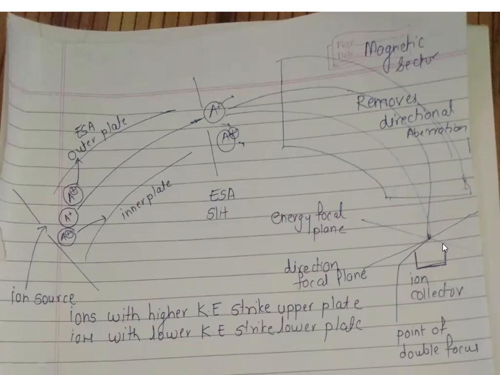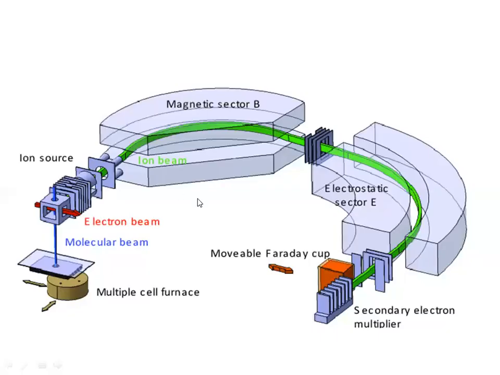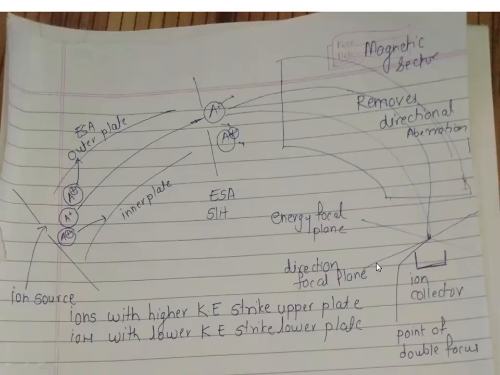So this is the energy focal plane for your electrostatic analyzer, and this is your directional focal plane for the magnetic sector instrument. This is the position wherein we are going to keep the ion collector. This is the point of double focus. Here we are going to collect all ions, and the number of ions present per packet will give us the intensity of a peak. So this is the way the double focusing instrument will work, and it is going to have more resolving power in comparison to the single focusing kind of instrument.